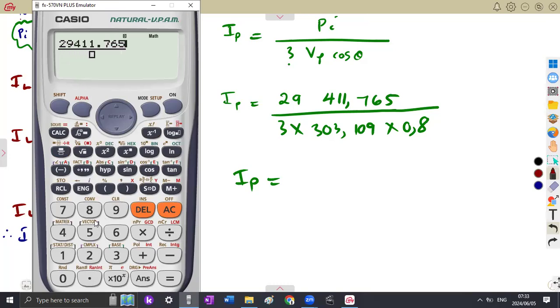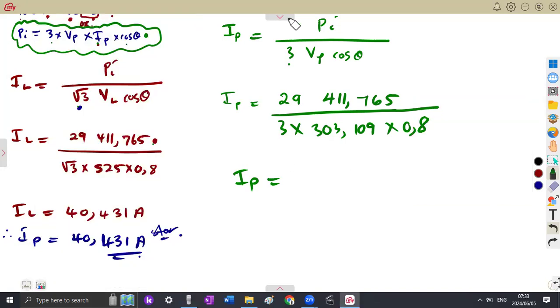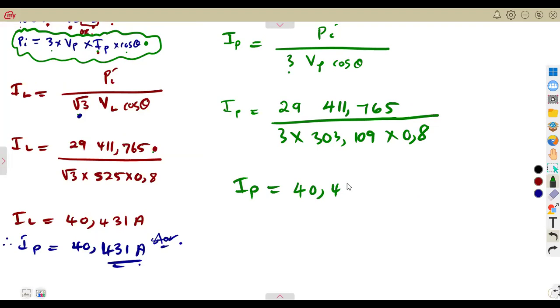29,411,765. Then we're going to divide by 3 times 303,109, times 0,8. So this is going to be 40, as you can see, that is exactly one and the same. You can also round off to 3 decimal places. That is going to be 40,431. So as you can see, we are obtaining exactly the same answer, just like what we had before. So that's 40,431 amps. Still one and the same thing.